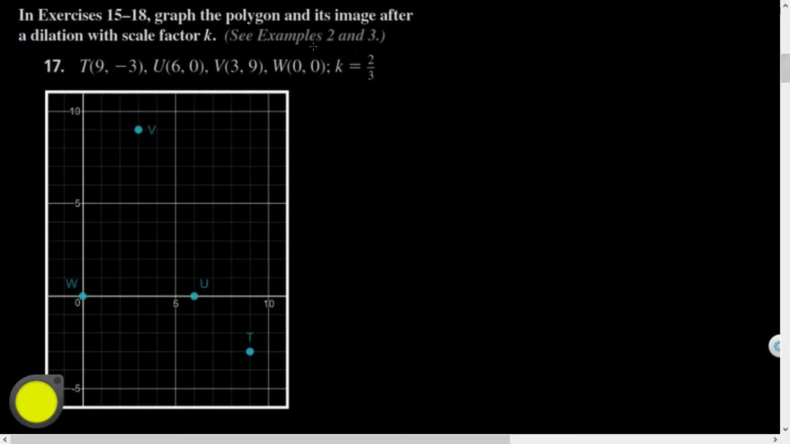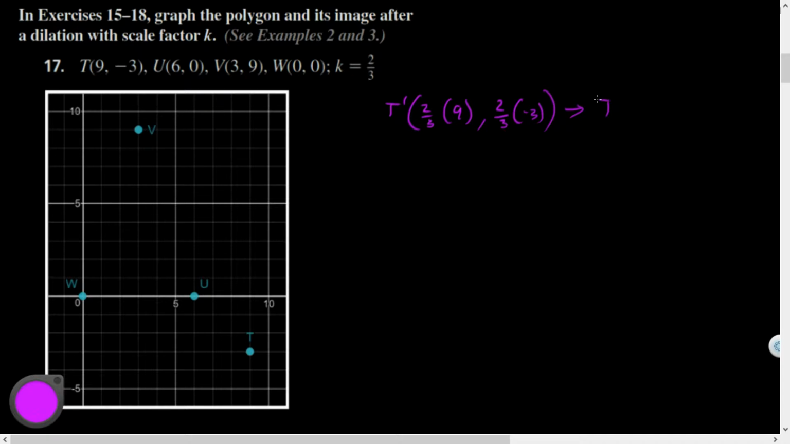All right, so let's see. Here, I want to do a coordinate plane dilation, and fortunately, this works out super conveniently. If I want to find t prime, for instance, I'm just going to take the scale factor of 2/3 and multiply it by both of the x and the y coordinates. So 2/3 of 9, comma 2/3 of -3.